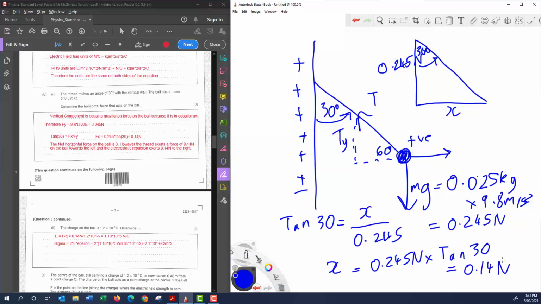Now, I just put an extra note on my answer here that technically the net horizontal force on the ball is 0. But there's a thread exerting a force of 0.14 newtons to the left, and the repulsion from the wall is 0.14 newtons to the right, because they didn't actually specify which horizontal force acting on the ball.